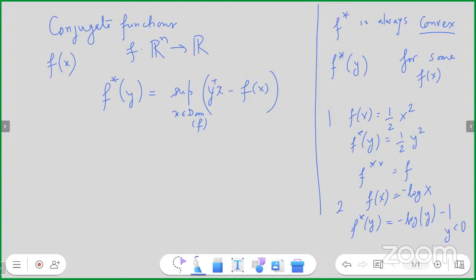Just think about what is the right fix. There's only one right fix. Look at the definition. What will the definition look like? The sup over x of y transpose x plus log of x... and what is the sup over? Minus log of x has to be... Okay, so what is the answer here?